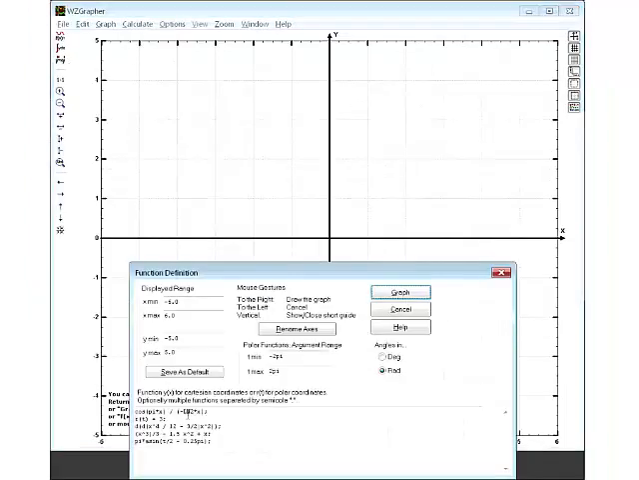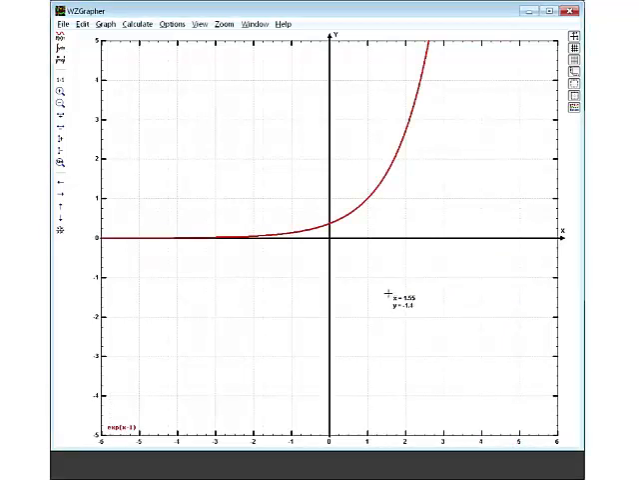So the graph I'm going to graph is e to the x minus 1. So we're going to do e to the x, which is exponential. Okay, e to the x minus 1. So it's going to be the e to the x translated 1 unit in the positive x direction. So that's what we get.